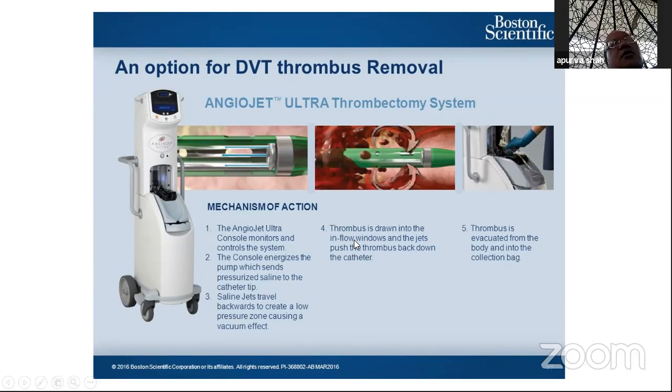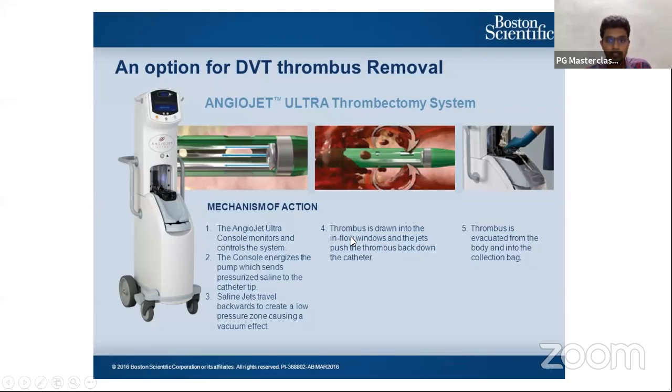This is basically like creating an agitator, right? Yes, sir. You are agitating the clot and suctioning it, correct? Yes, sir. The thrombus is then drawn into the inflow windows, and the jets push the thrombus back down into the catheter. And then the thrombus is evacuated and disposed.